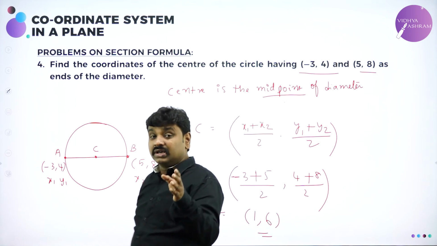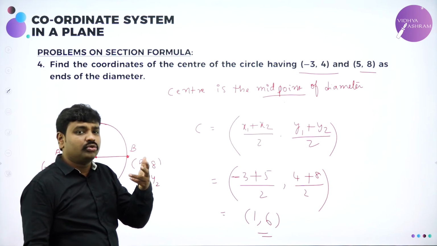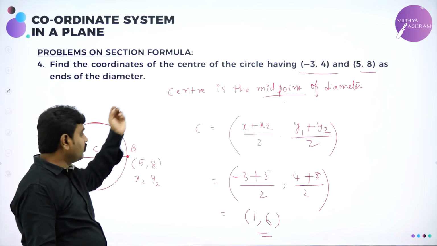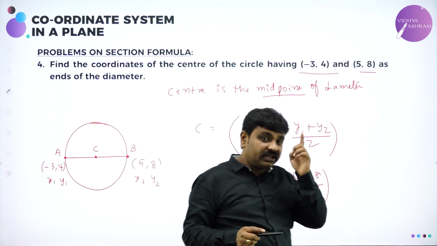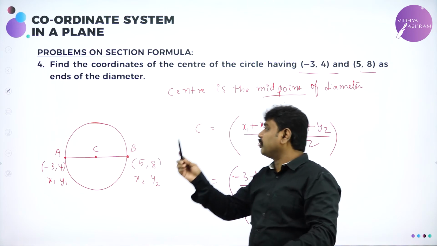So you can see the section formula application. So many different things you can find using the section formula. Now we found the center of the circle. What is the center of the circle? The midpoint of the diameter. How to find the midpoint? Use the midpoint formula.